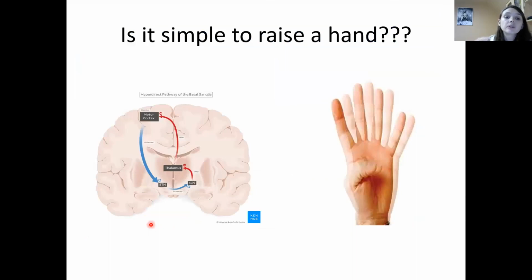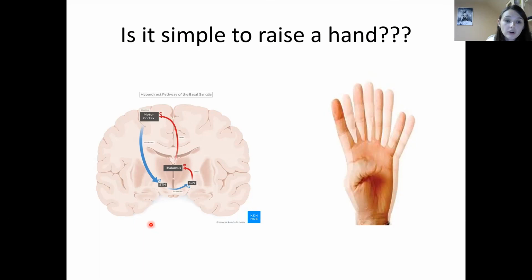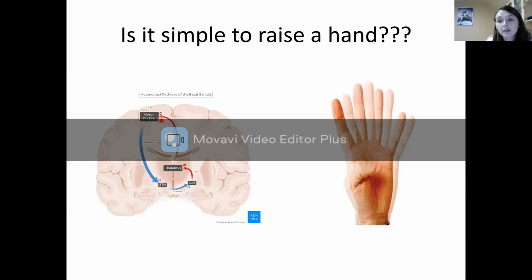Now let us go on to another neurotransmitter, but before this, let us answer a very simple question. Is it simple to raise a hand? Yes, for us it's rather simple to raise a hand, but in your cerebral cortex there is a very complex sequence of events to raising the hand.